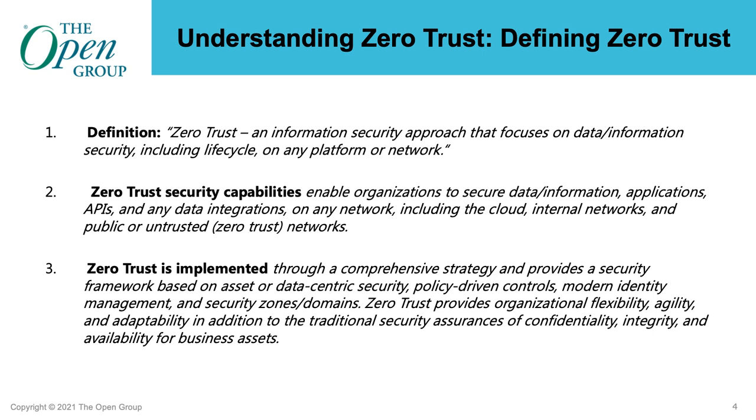Zero Trust security capabilities enable organizations to secure data and information and your applications, APIs, really any data integrations on any network, including the cloud, internal networks, and public and untrusted networks. Zero Trust is implemented through a comprehensive strategy and provides a security framework based off asset and data-centric security, policy-driven controls, modern identity management, and security zones or domains. Zero Trust provides organizational flexibility, agility, and adaptability in addition to the traditional security assurances of confidentiality, integrity, and availability.